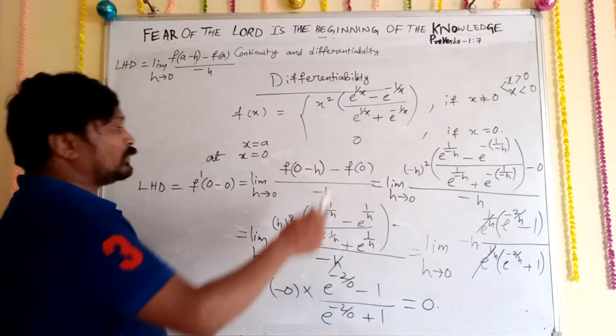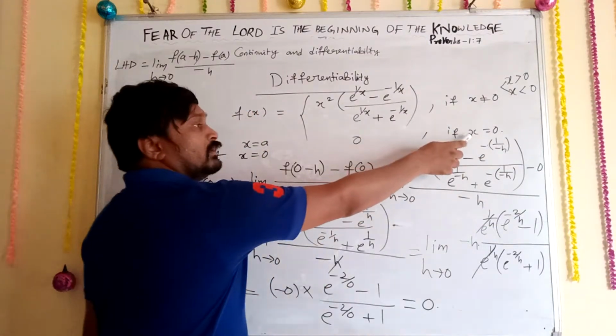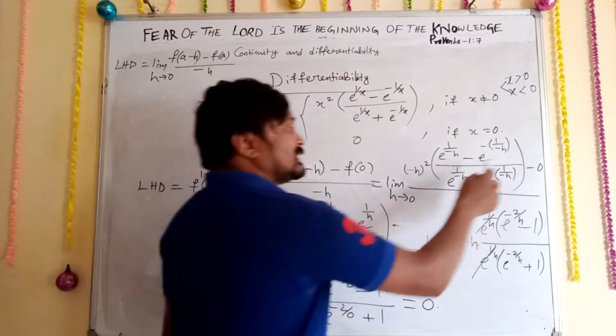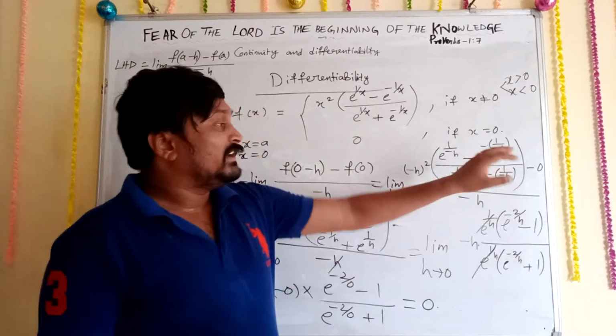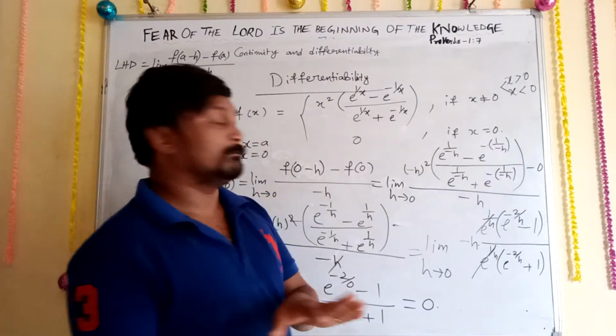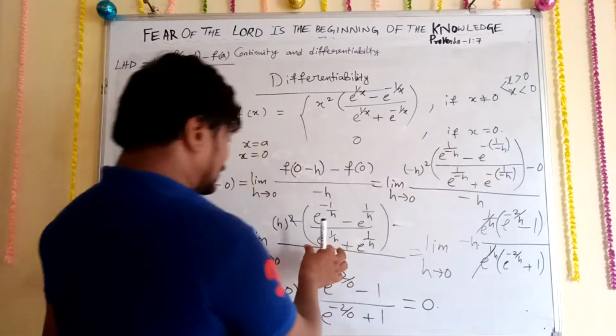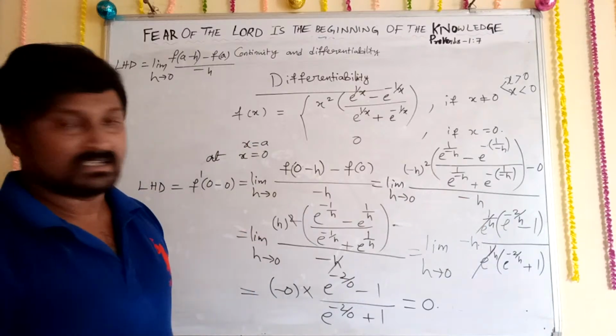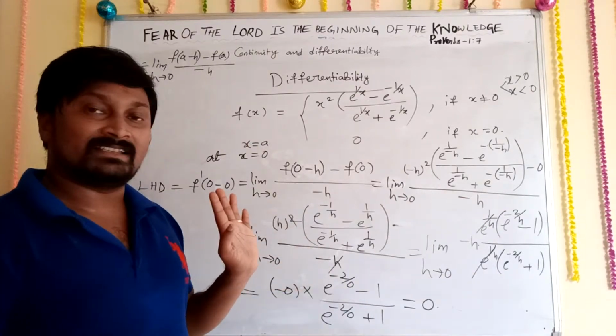Then after that, what is f of 0? f of 0 is nothing but, already they have given in your question, it is 0. Just substitute that 0. Now if you subtract 0 from any number, we get the same number, so it is written as it is. And now cancel this h and this h square. So square and h get cancelled.